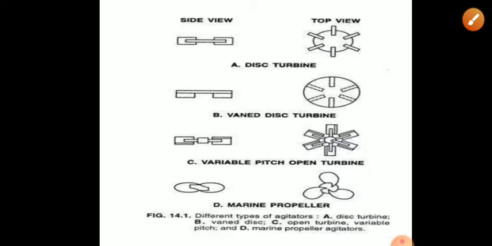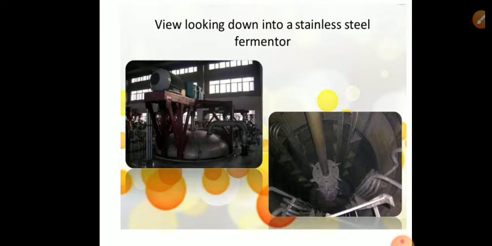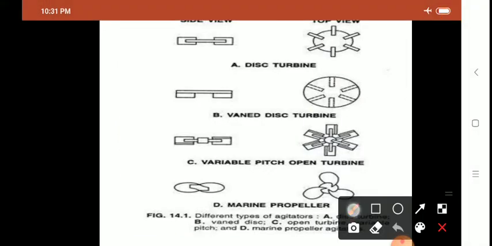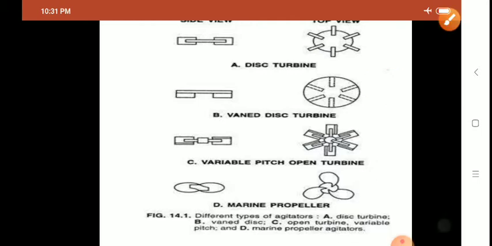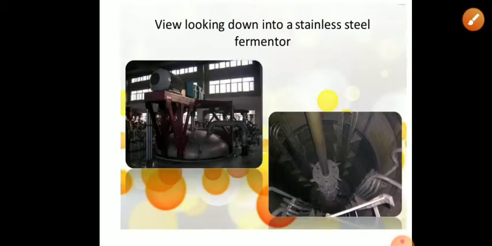Okay, so you can see there are different types of agitators shown here. They are of various types depending upon how many blades are present, how they operate, how the arrangement is. They are of disc turbine type, vane disc turbine, variable pitch, marine impellers, etc. So these are the various types of agitators.